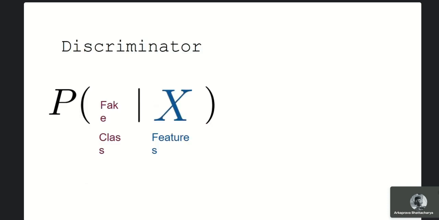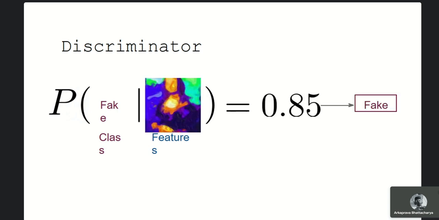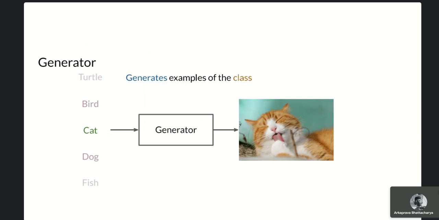So again, the discriminator will tell you, given a feature... Here you can see to this discriminator, we have provided a fake image of Mona Lisa, and it tells that the fake class has probability 0.85. So this is what the discriminator is actually telling.